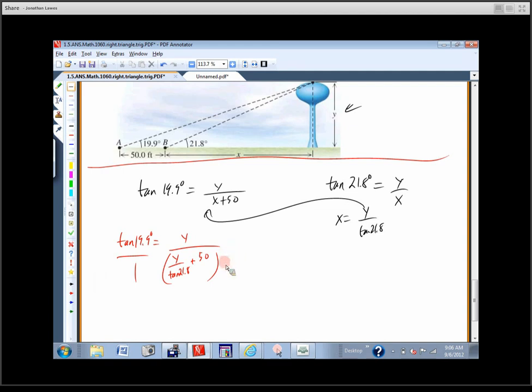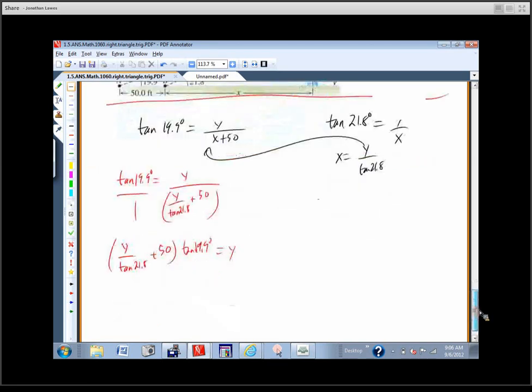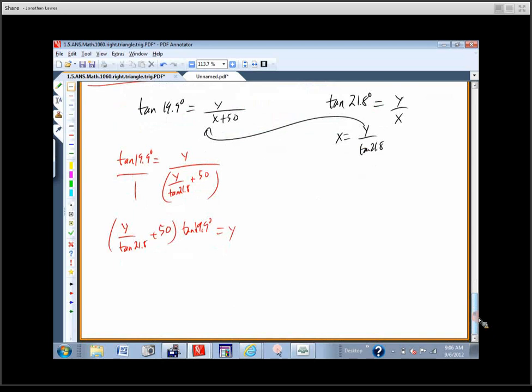In either case, you're going to end up with this: y over tangent 21.8 plus 50 times tangent 19.9 equals y. Is that okay? Next.